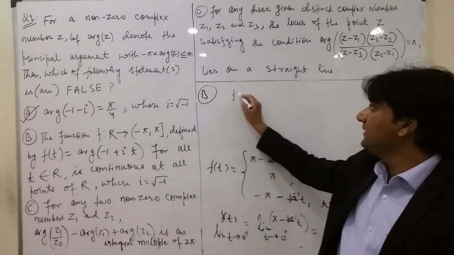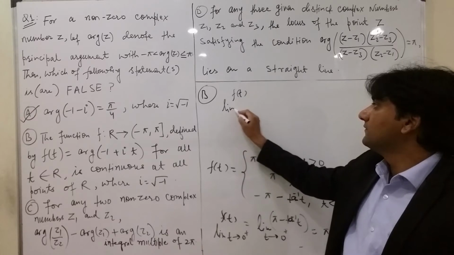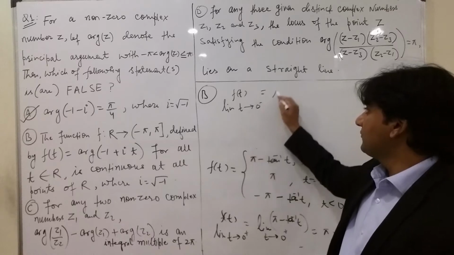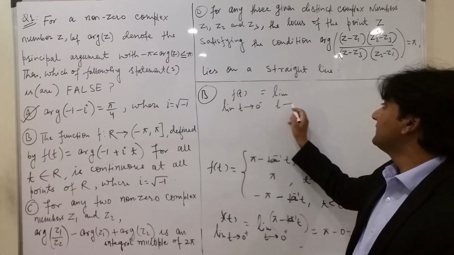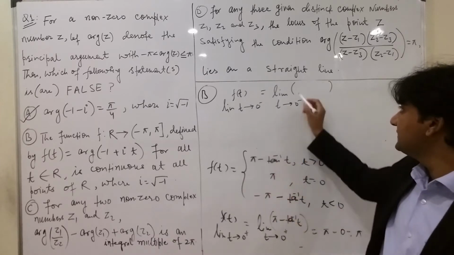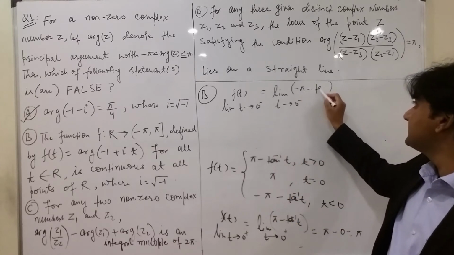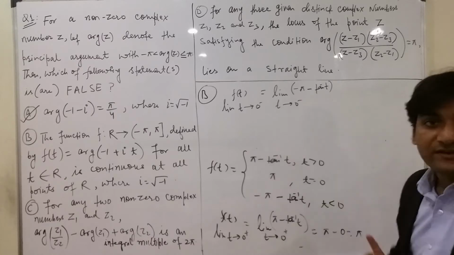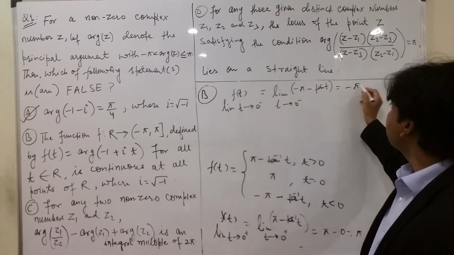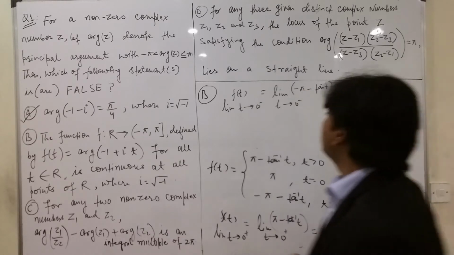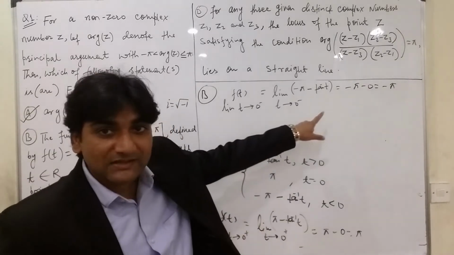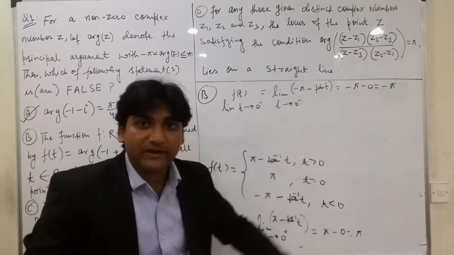And f of t, when t is less than 0, I mean the left hand limit, I am going to find. So the limit as t tends to 0 from the negative side, and for the left hand limit the function I have to take is minus pi minus tan inverse t. If I put 0 here, I will get minus pi minus 0, which is minus pi. So what I am observing right now is that the left hand limit I got is minus pi, and the right hand limit I got is pi.